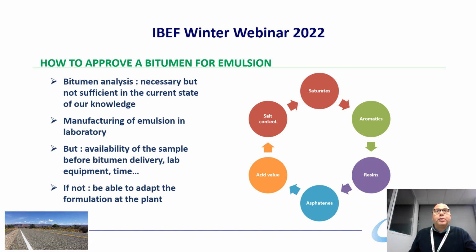How to approve a bitumen for emulsion? Bitumen analyses are necessary but not sufficient in the current state of our knowledge. Manufacturing an emulsion in laboratory is the most reliable way to approve a bitumen. But sometimes it's difficult to get a sample of bitumen before the delivery. All the companies are also not equipped with a lab pilot. In any case, the plant must be able to adapt the formulation to the bitumen delivered.